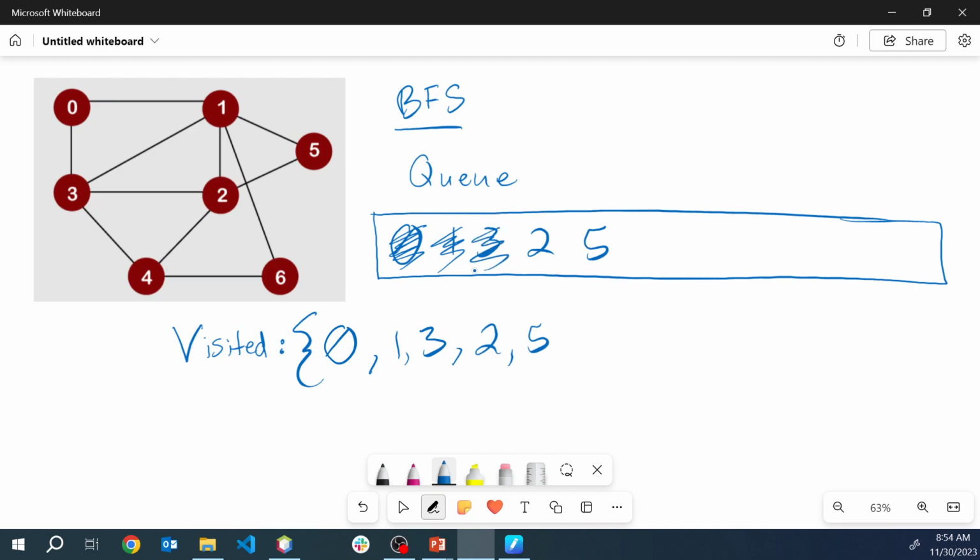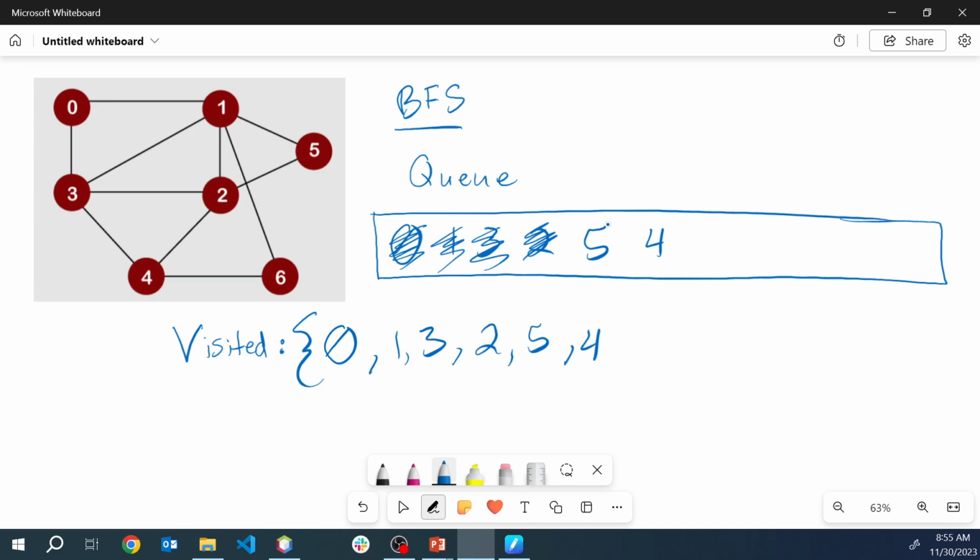Dequeue the 3. Find all of 3's unvisited neighbors. 3 is connected to 0, 1, 2, and 4. 0, 1, 2 are already visited. 4 is not. Mark 4 as visited, and enqueue 4. Continue. We're at the 2 at the next iteration. Dequeue the 2. Find all of 2's unvisited neighbors. 2 is connected to 3, 4, 1, and 5. They are all already visited, and so there's nothing left to happen on the iteration.